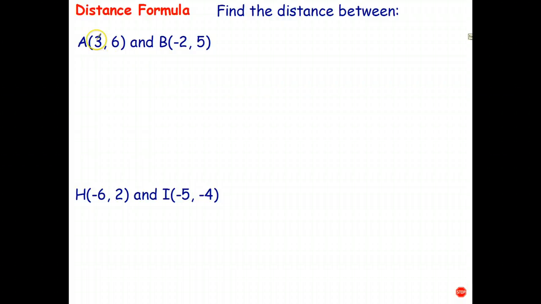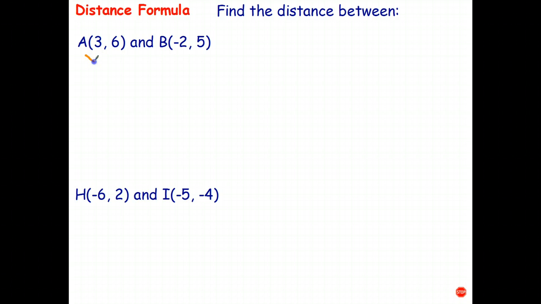So here I have 2 points, A (3, 6) and B (-2, 5), and I want to find the distance between those. The first thing I have to do is decide which point is going to be x1, y1 and which point will be x2, y2. It doesn't really matter. However, if you choose the point with the bigger coordinates, if there is one, then you're going to avoid negative numbers, so it's always a good idea to do that if you can. In this case, I've got 3 and 6, so I'm going to make that x2, y2, the one with the biggest numbers.